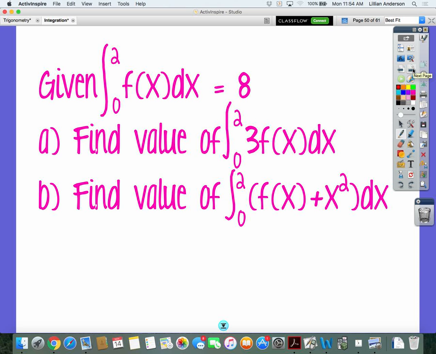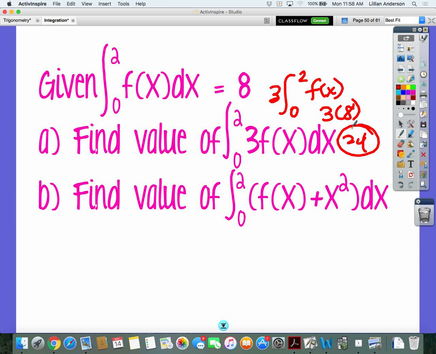So now with that being said, you guys are doing this one on your whiteboard. This one is nothing but pulling out the constant. So there'll be 3 times 8, which is 24 for A. And then for B, just separate them.